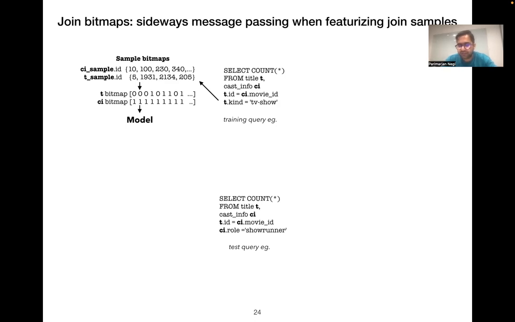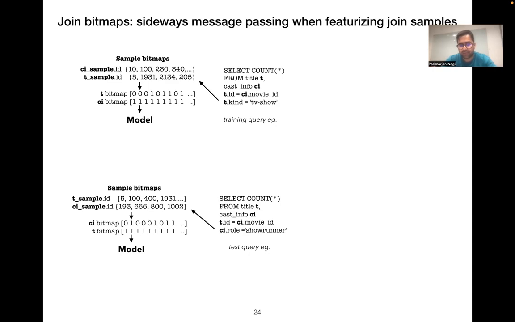Let's say the filter in a test query is on the other table in the same join pattern. We could apply the same thing, but now the bitmap for cast info would have some zeros and ones, and title would have ones. And this is essentially a completely different representation compared to training queries. This is out of distribution. We would not have any expectations for the model to do well, or even basically be random and surprising performance for such a model.